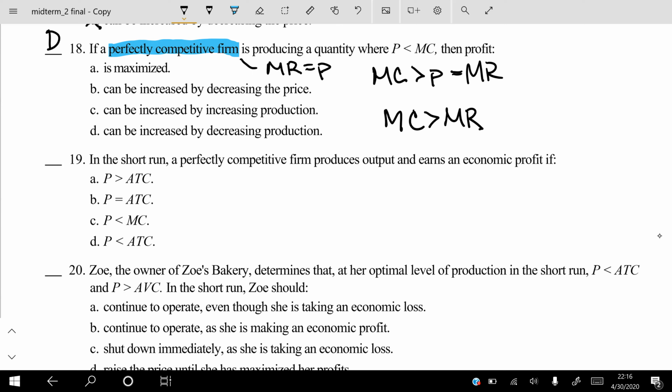Let me just correct something. Here's the break even point.